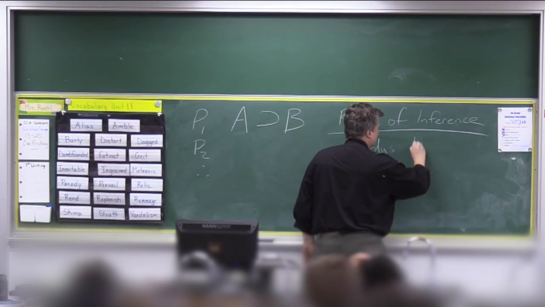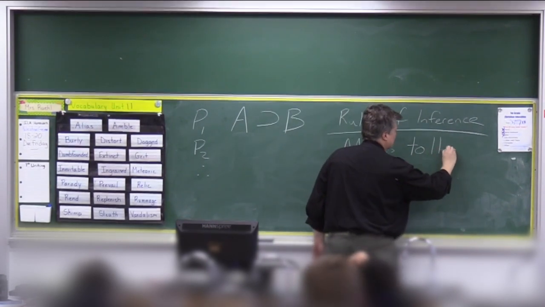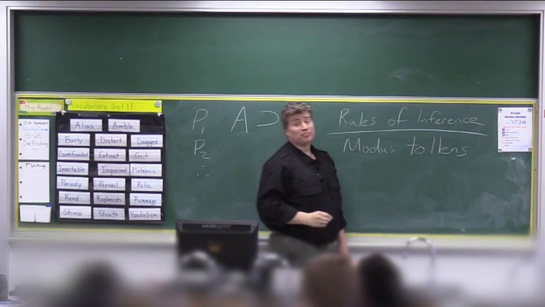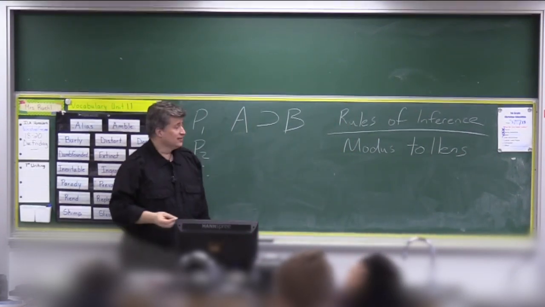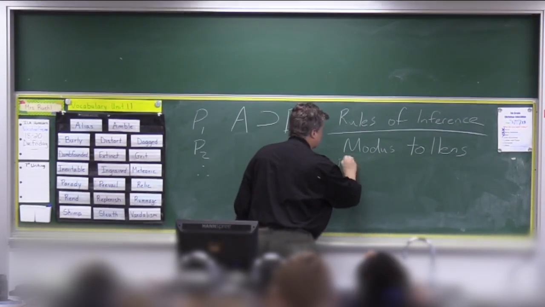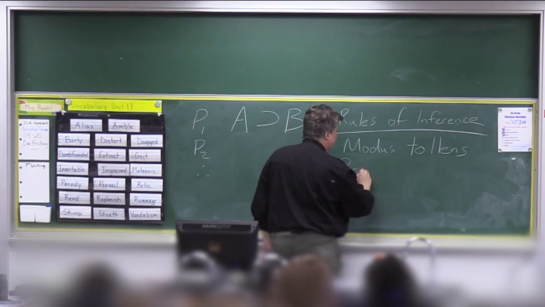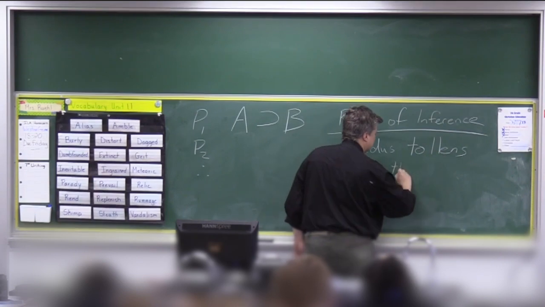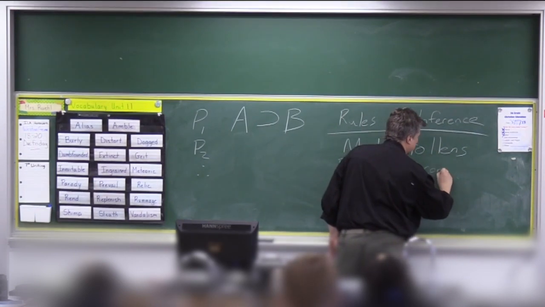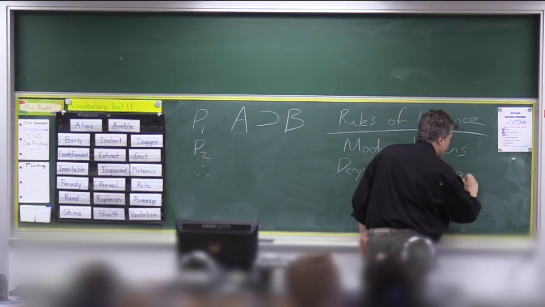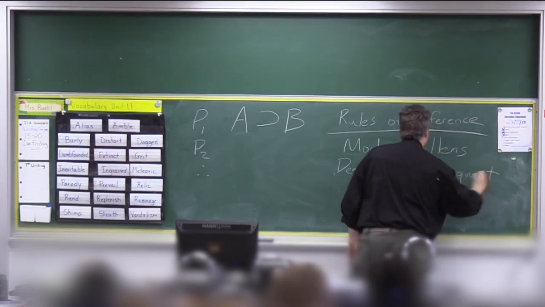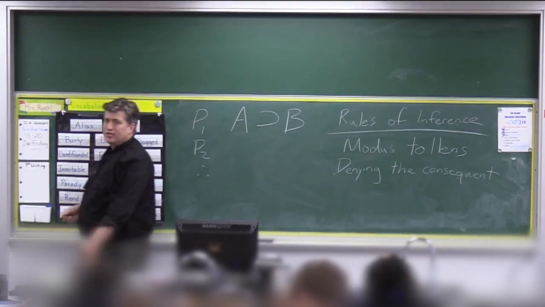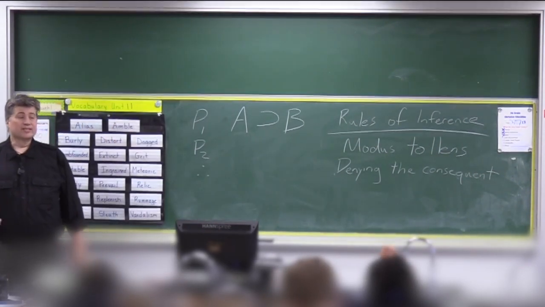Modus tollens. Oh my gosh! Believe me, I had the same reaction. All right? This is basically the exact opposite of what we just did. Denying the consequent. Which one is the consequent? The B. And denying means what? It's not true.